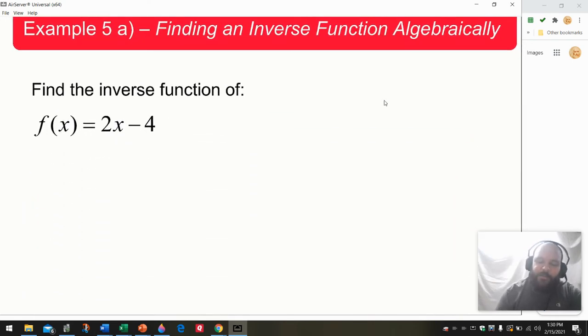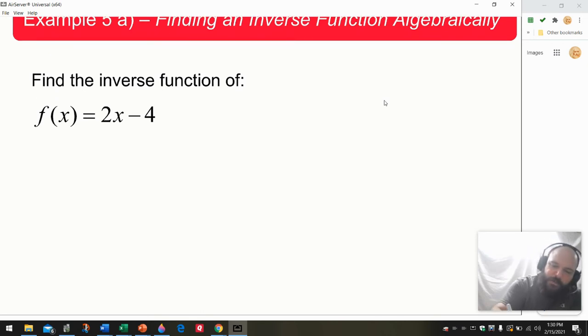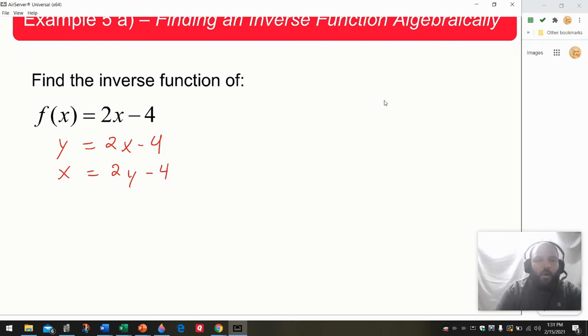So we're going to find the inverse function of this. The first thing I'm going to do is rewrite this so it's simply y equals 2x minus 4. So there's really no change there other than to get rid of the function notation. Now I'm going to go ahead and interchange the two variables. So I have x equals 2y minus 4.